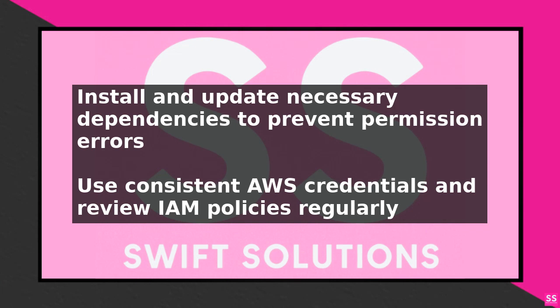In summary, to resolve Amplify CLI permission errors, check the error message, verify the AWS credentials, check the IAM policies, and ensure that all necessary dependencies are installed and up to date. By following these steps and best practices, you can prevent and resolve permission errors and ensure that your Amplify CLI is working correctly.